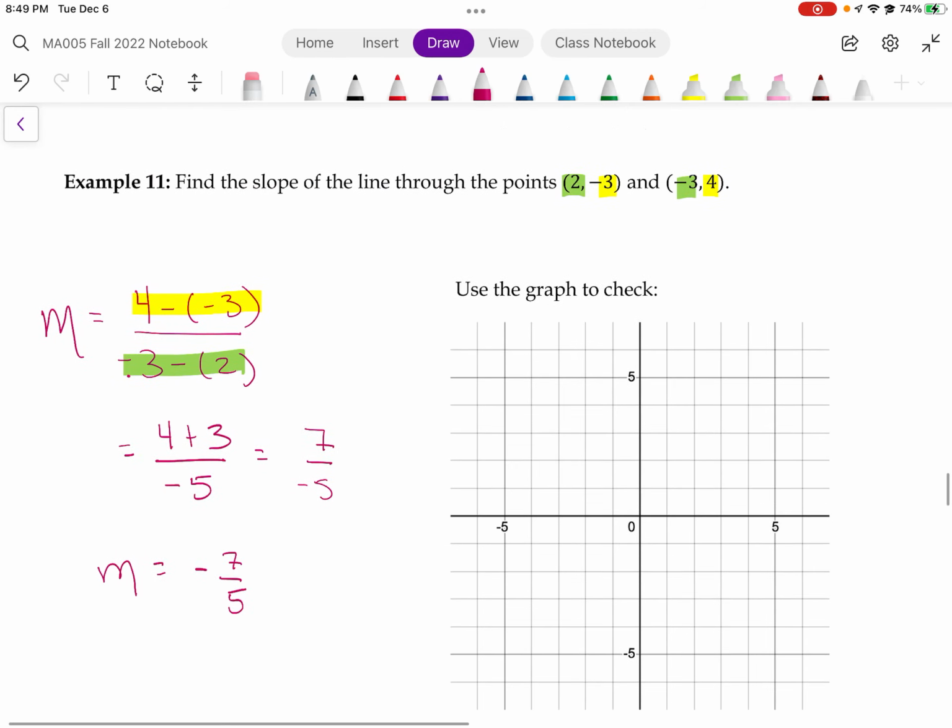All right, so my points were 2, negative 3, and negative 3, 4. That's a pretty big distance. So let's try this. We're going to go 1, 2, 3, 4, 5, 6, 7 up. That's plus 7. And then left 1, 2, 3, 4, 5 over negative 5. Negative 7/5. There we go. All right, so there's our final answer.